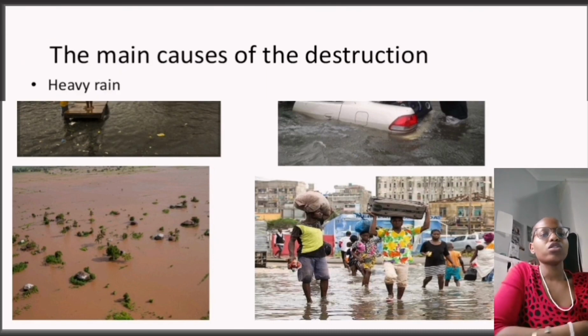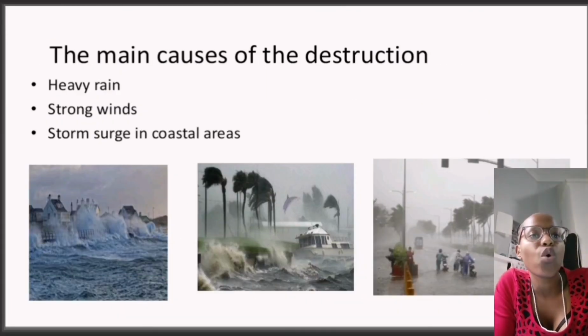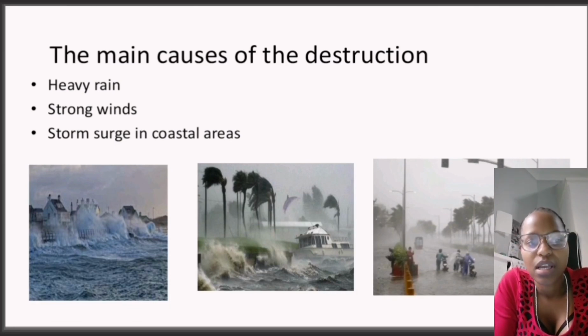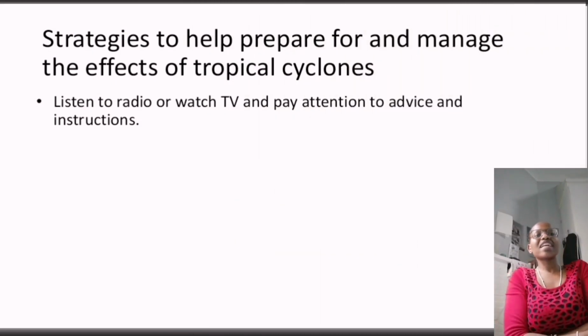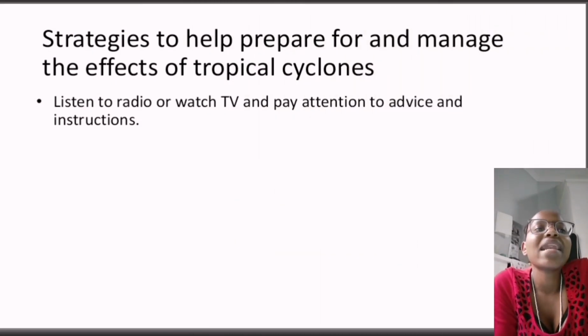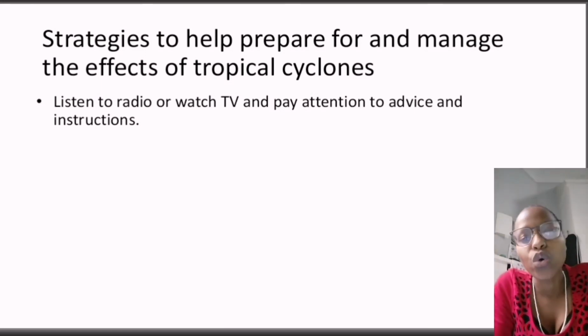They suffer. As you all see, the main things that cause the destruction during these tropical cyclones are the heavy rain, strong winds, and storm surges in coastal areas. And then we will go to strategies to help prepare for and manage the effects of tropical cyclones. In order for you to prepare and manage tropical cyclones, you have to listen to the radio, watch news and TV regularly, read newspapers if you can, and pay attention to advice and instructions given by those who know better.